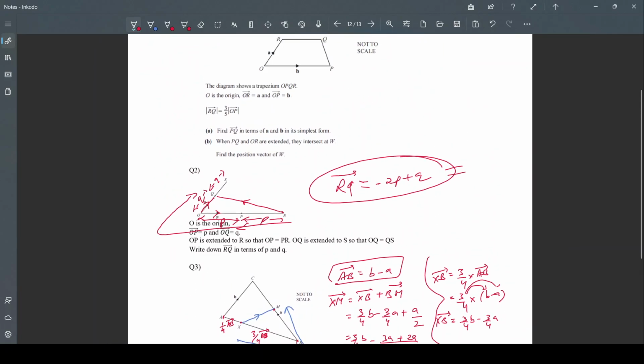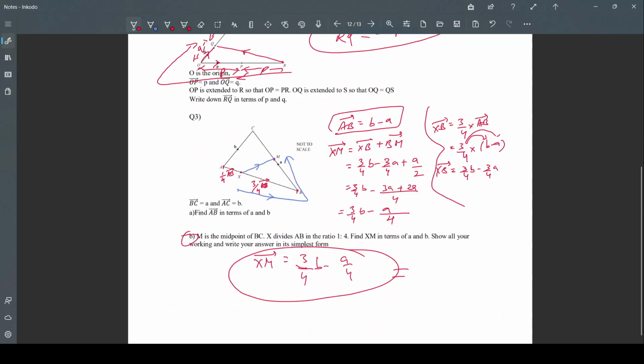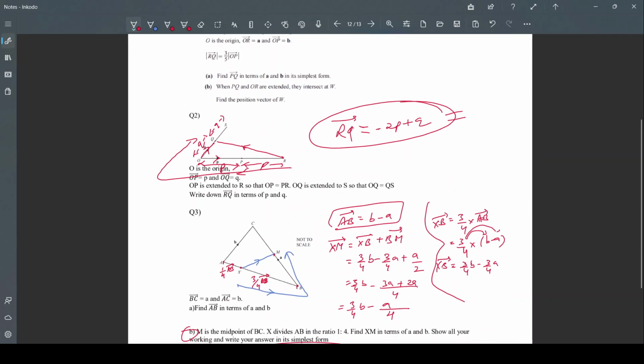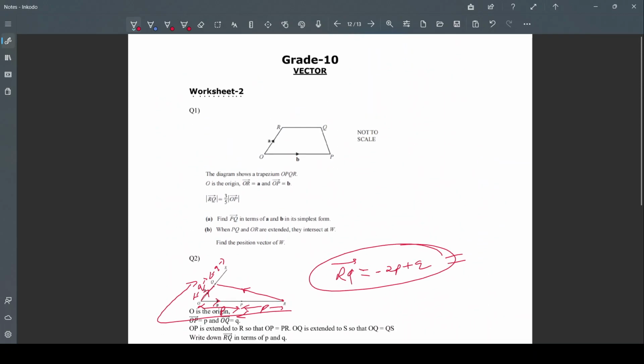So I hope these three questions from worksheet 2 are clear to you, and we will discuss some more questions in part 3.